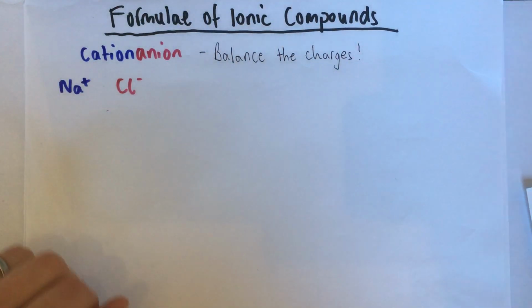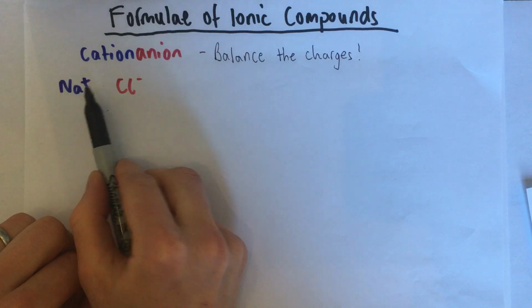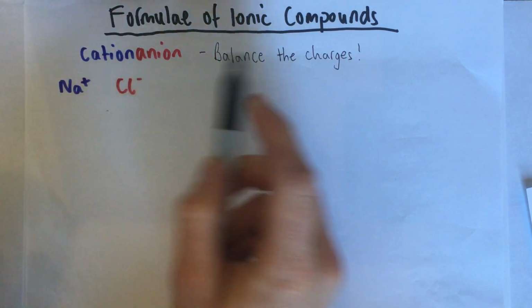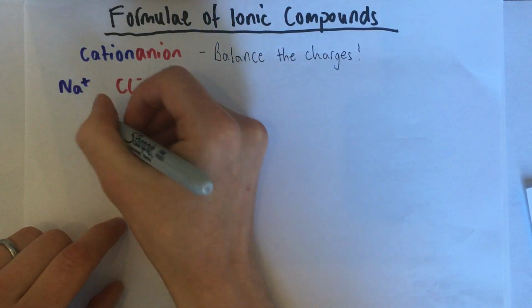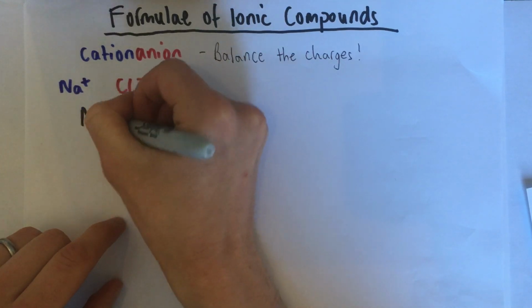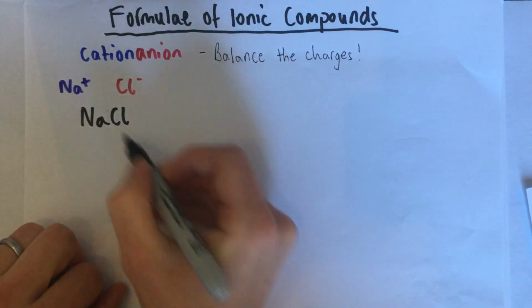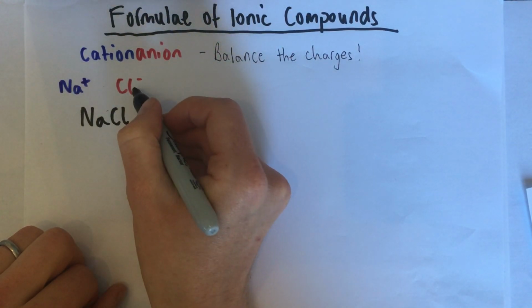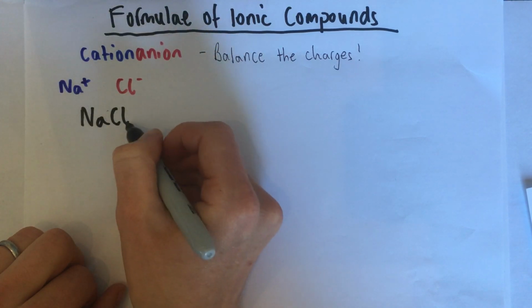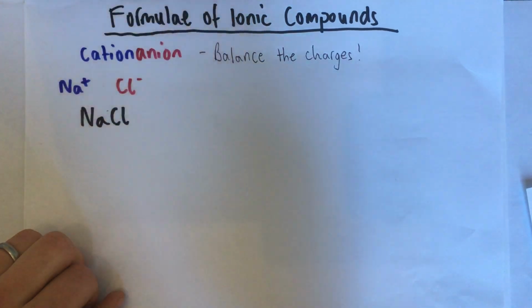Now, for those charges to balance, I don't need to do anything. They're already balanced, 1 plus and 1 minus. So the formula of that is going to be, I need one of each, and they balance out. One sodium ion balances one chloride ion, so one of each, one sodium, one chloride, NaCl.